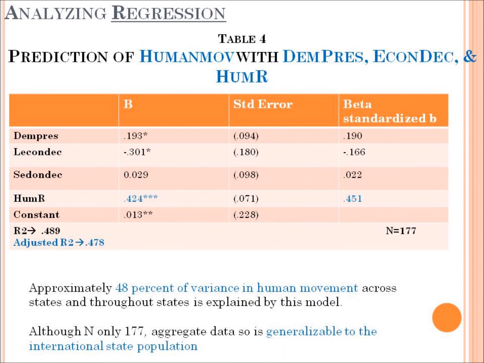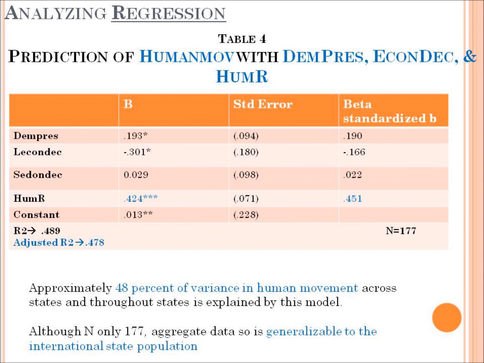Going further, we create a multiple regression table. To avoid multicollinearity, I've created a dummy variable for economic decline, which isolates most economic decline as its reference group. Consistent with the correlation matrix, human movement seems to be best explained by the HUM-R indicator, with a B value of 0.424 and a beta value of 0.451, the highest of the table. Controlling for demographic pressure and economic decline, for a change of 1 unit of human movement, there is a change in the same direction of 0.4 of a unit for human rights.